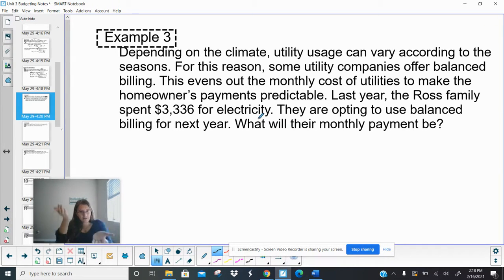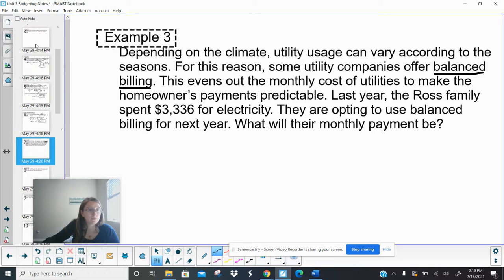So it varies, and that's what this question is talking about. Depending on the climate, utility usage can vary according to the season. Again, for us, our electricity bills are like $300 in the summer, and then right now, our electricity bill is like $60. That makes it very difficult to budget. So for this reason, some utility companies offer what is called balanced billing. This evens out the monthly cost of utilities to make the homeowner's payments predictable. So we talked about this, I believe, in the key terms.